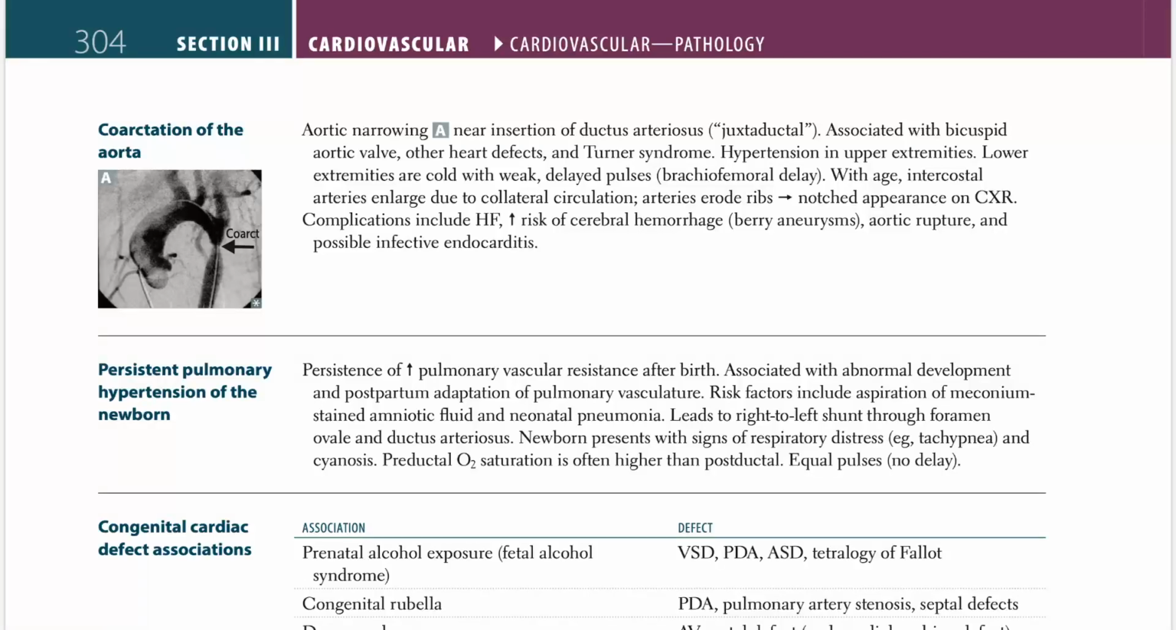Let's talk about now coarctation of aorta. So, what is a coarctation of aorta? Well, in simplistic words, coarctation here is just the aortic narrowing near the insertion of ductus arteriosus, which is known as juxtaductal. It is associated with bicuspid aortic valve, other heart defects, Turner syndrome. So these are all the associations.